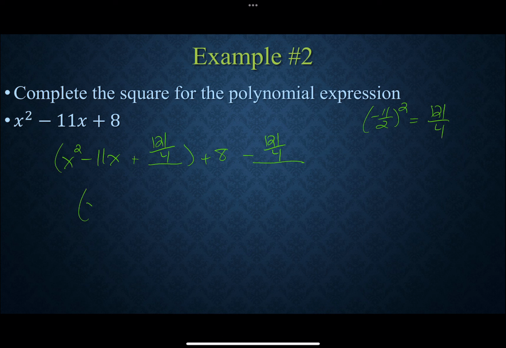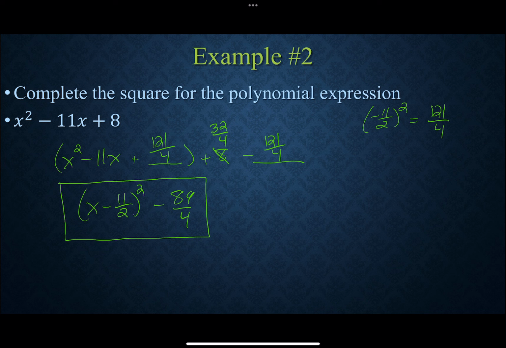So inside is simply (x minus 11 halves) squared. On the outside, the 8 is really 32 over 4, because we have to get a common denominator when we're subtracting there, so the 8 becoming 32 over 4, subtracting with the 121 over 4, gives us a negative 89 over 4.